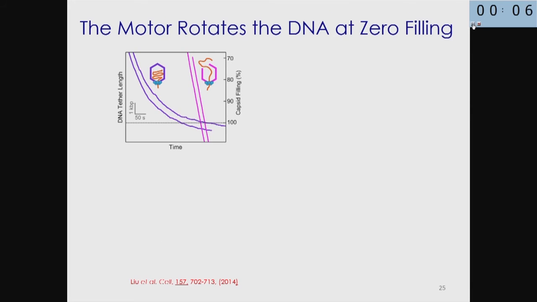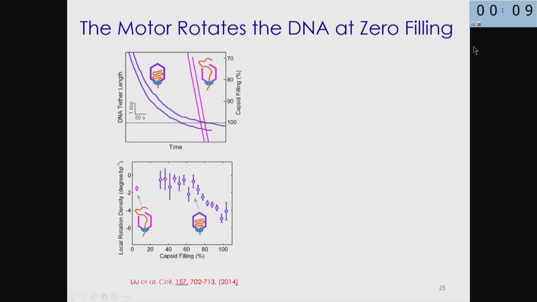Why is this important? It's important because when you ask how much rotation occurs in the DNA, it's only 1.5 degrees per base pair. And that indicates that the motor, every 10 base pairs, is rotating the DNA by 1.5 degrees per base pair, or 15 degrees per 10 base pairs.